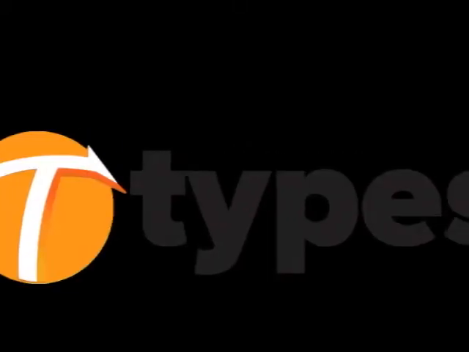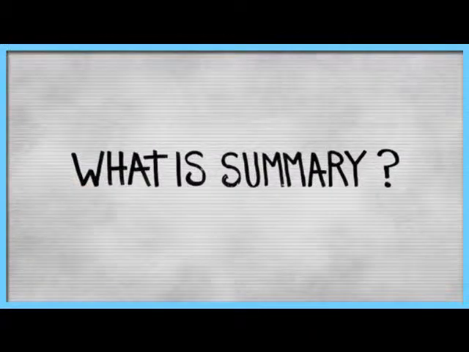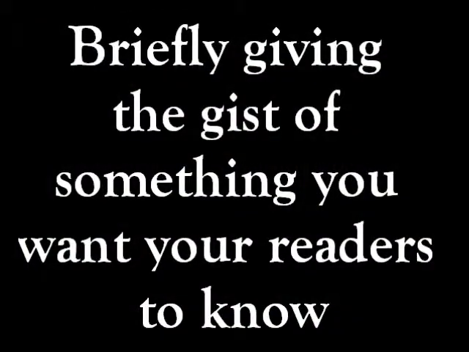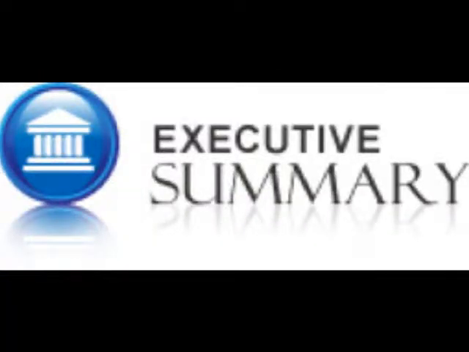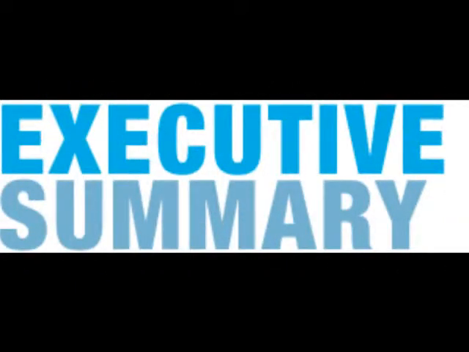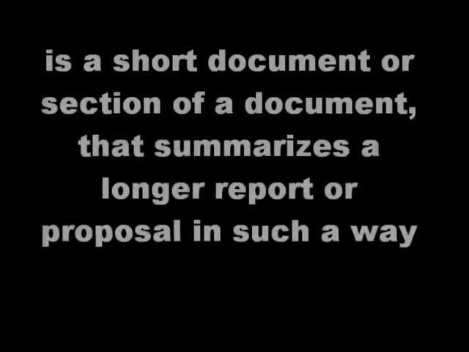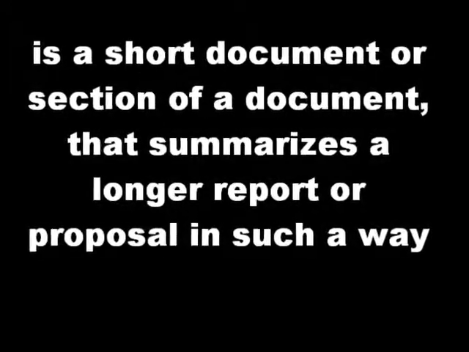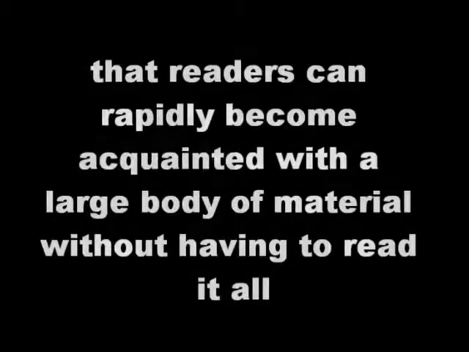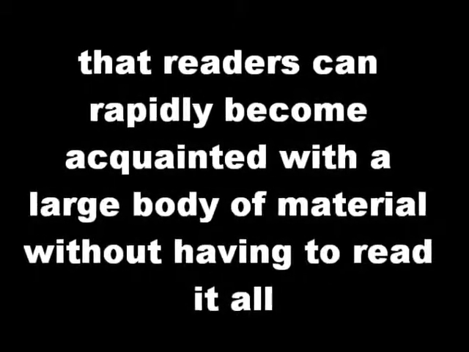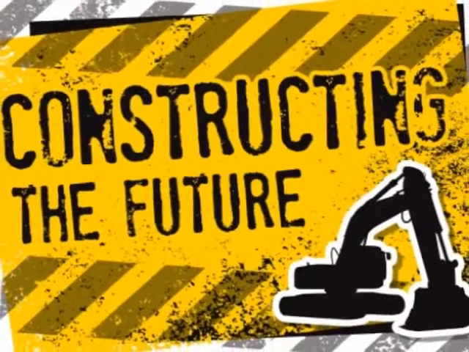Summary. There are different types of summary, but all in all, it is briefly giving the gist of something you want your readers to know. But because we are studying technical report writing, we will focus on the executive summary. Executive summary. It is a short document or section of a document that summarizes a longer report or proposal in such a way that readers can rapidly become acquainted with a large body of material without having to read it all.